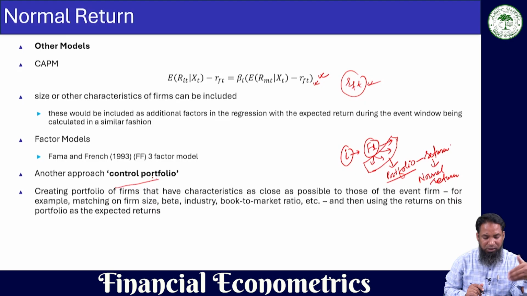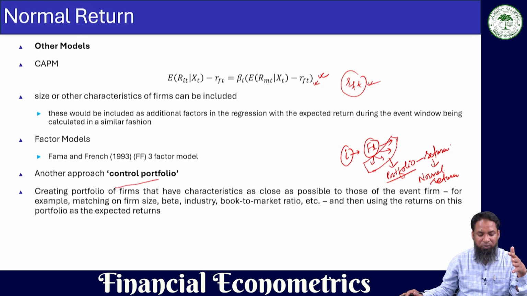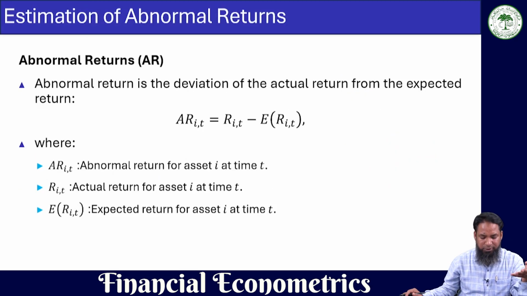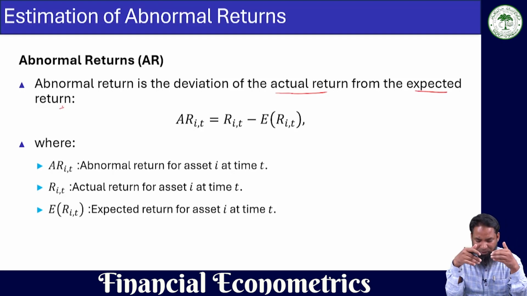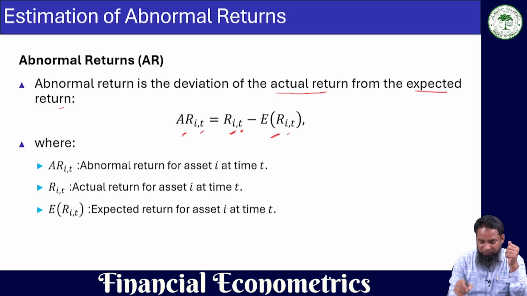So these are the methods we have discussed through which we calculate the normal return. Once we calculate the normal return, we have to find the abnormal return. The abnormal return is nothing but the deviation of the actual return from the expected return, or normal return. So here, for example, AR_it is the abnormal return of asset i at time t, which is the difference between the actual return of asset i at time t and the expected return of asset i at time t.